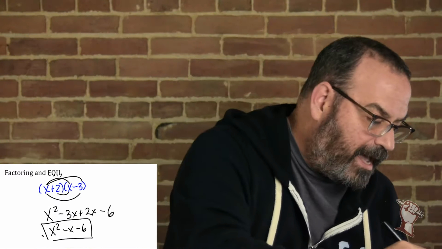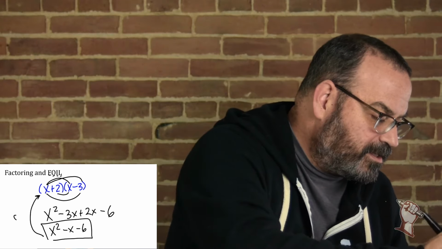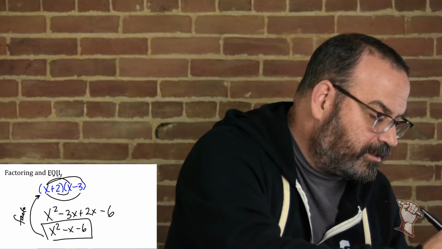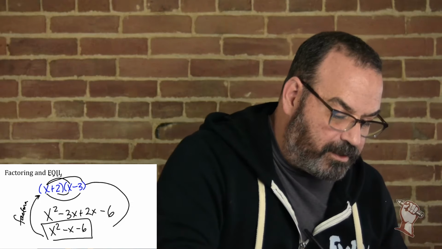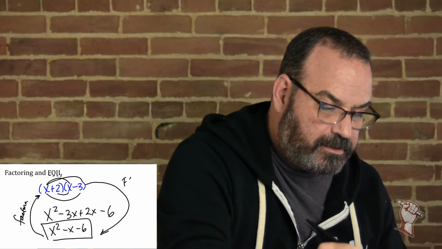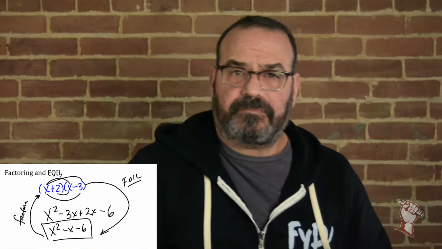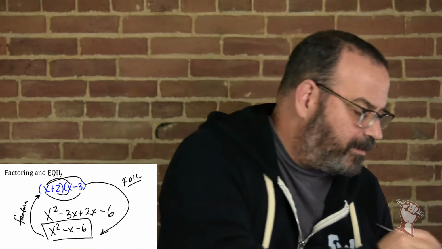Factoring is just taking a quadratic and going backwards. So this is factoring going in this direction, and this is foiling going in this direction. Factoring and foiling 100% of the time. What's their favorite factoring and foiling?